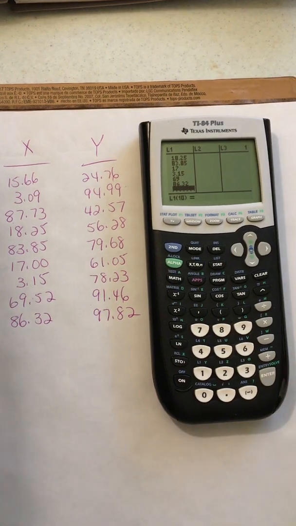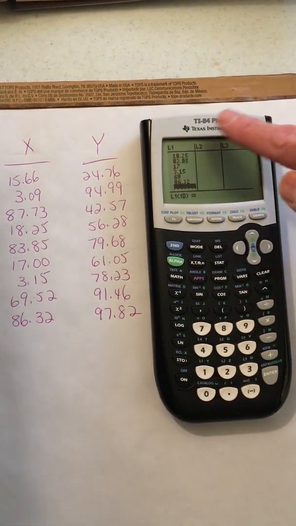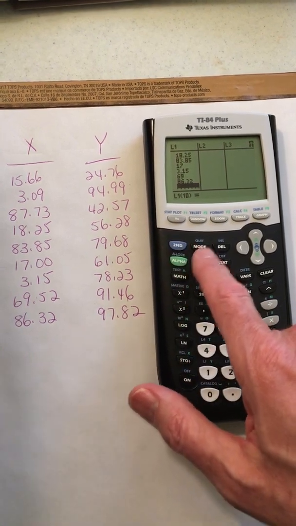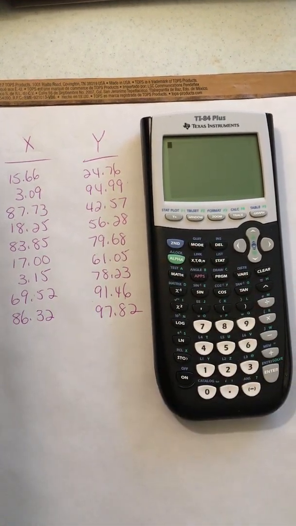Now that I have all the data entered, I can get out of this screen by hitting Second and then Quit, or Second Mode, which is the Quit button.